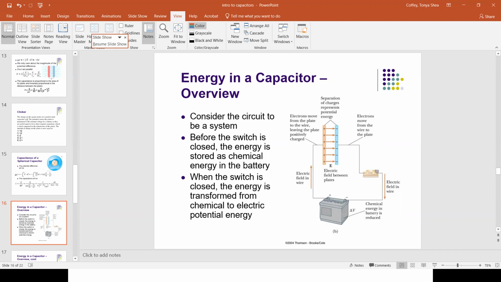In other words, a field's established, right? An electric field's established in the wire, and that causes the electrons to move away from the positive plate and towards the negative plate. And you get that charge buildup on the capacitor plates. Now, because these charges are separated from one another, you get the establishment of that electric field. And electric fields store potential energy, right? Electric fields are energy storage places, okay? And so that's how the chemical energy is transformed into electric potential energy in the form of the electric field between the capacitor plates.